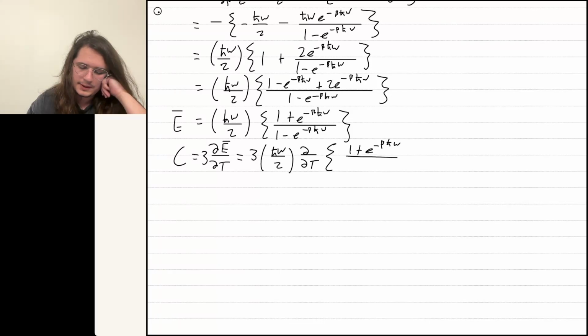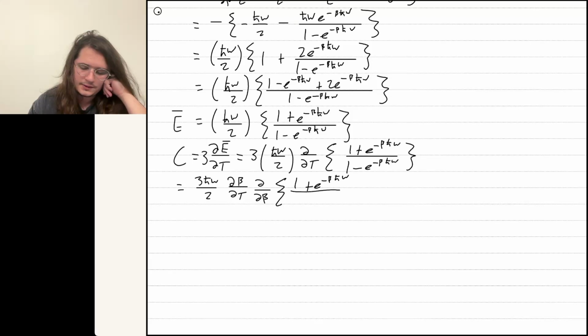1 minus e to the minus beta h bar omega. I'm going to use the chain rule here because the derivative with respect to t of something is equivalent to the derivative of beta with respect to t times the derivative with respect to beta of the stuff inside. I did that because the stuff inside is already in terms of beta, and I didn't want more confusion.